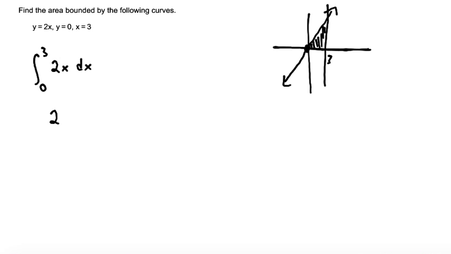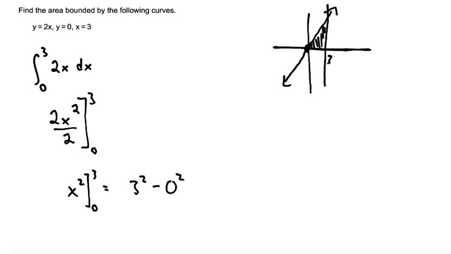So this would be 2x, add 1 to the exponent, divide by the new exponent, which then needs to be evaluated from 0 to 3. The 2's on top and bottom can cancel, so this gives us x squared evaluated from 0 to 3. If we plug in the top number first, that would be 3 squared minus plugging in the bottom number, 0 squared. That is 9 minus 0, which is 9.